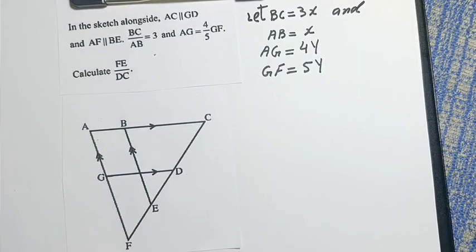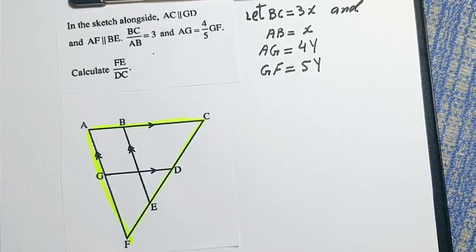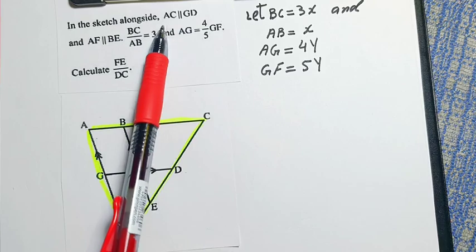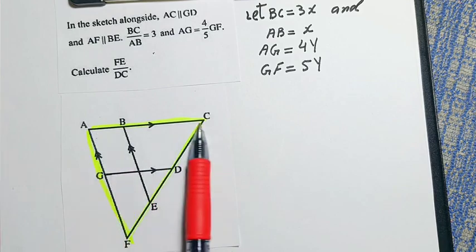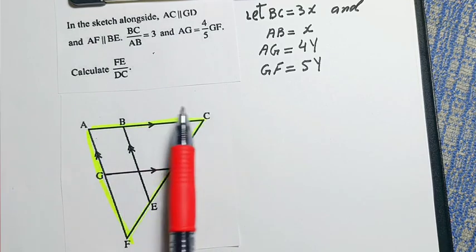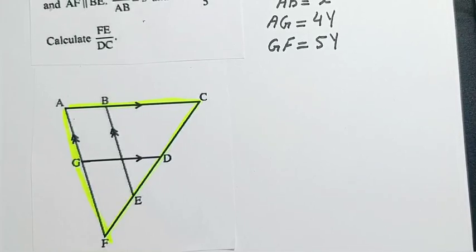Next thing we need to highlight: we have two parallel lines, which means we have two triangles. Let me show you. The first triangle: he says AC is parallel to GD. So this is the green one. This is our triangle ACF. So I highlighted this triangle.